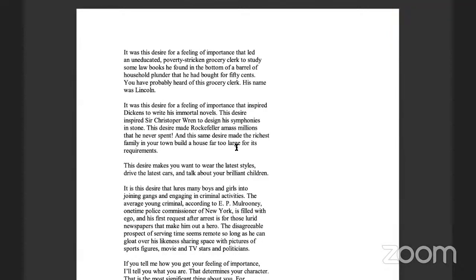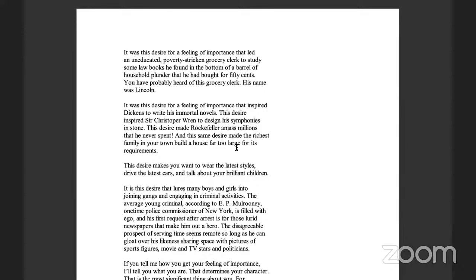It was this desire for a feeling of importance that led an uneducated, poverty-stricken grocery clerk to study some law books he found at the bottom of a barrel of household plunder that he had bought for 50 cents. You have probably heard of this grocery clerk. His name was Lincoln. It was his desire for a feeling of importance that inspired Dickens to write his immortal novels. This desire inspired Sir Christopher Wren to design his symphonies in stone.